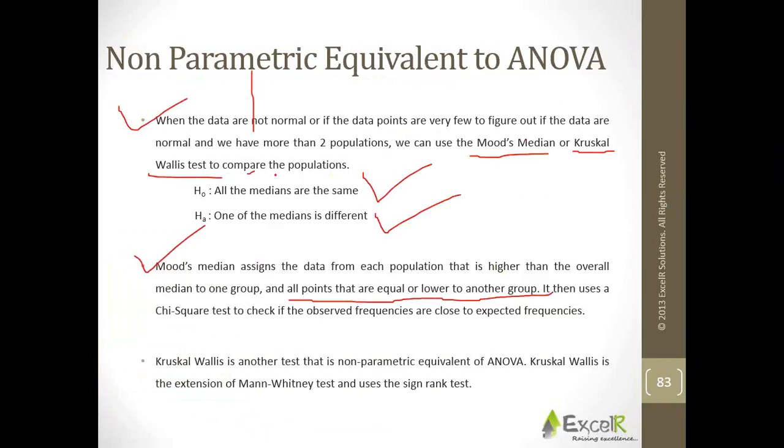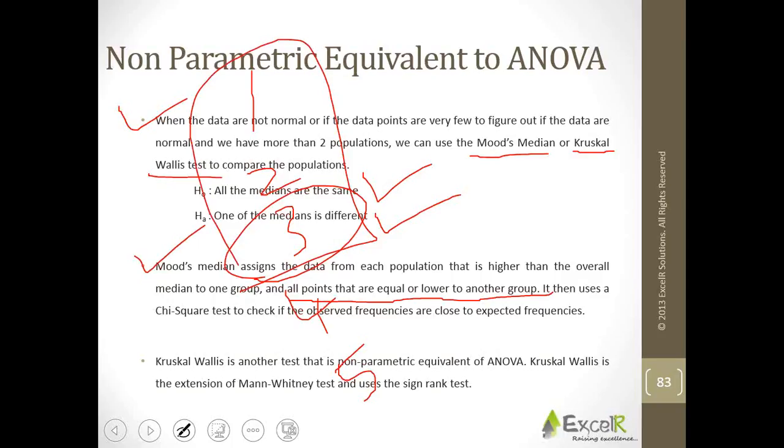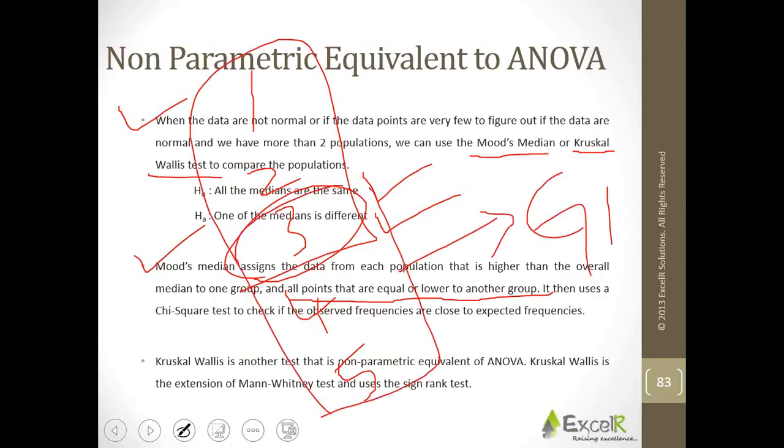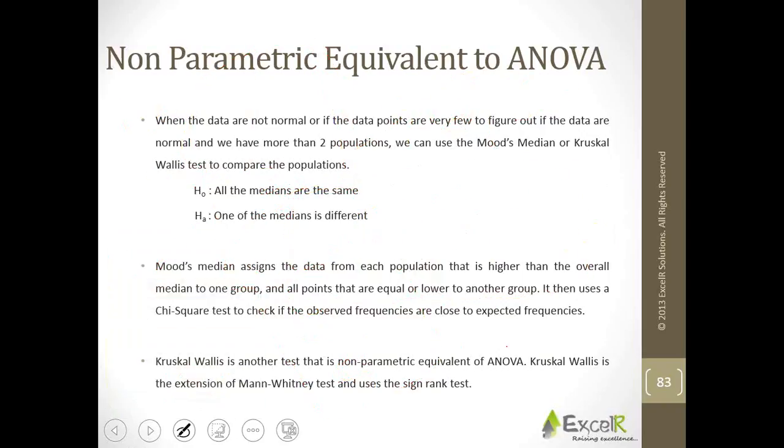So suppose we have data sets 1, 2, 3, 4, 5. What is the median here? 3 is the median. So what Mood's median does is it assigns the data from each population that is higher than the overall median to one group, group 1. Equal to or lower, that is all these 3, will get assigned to group 2. In this way it assigns. It then uses the chi-square test to check if the observed frequencies are close to the expected frequencies or not.